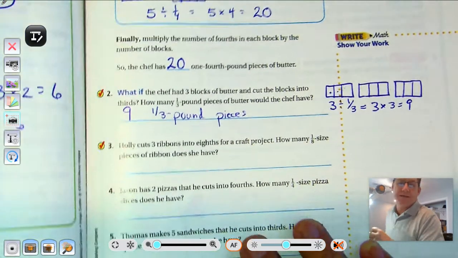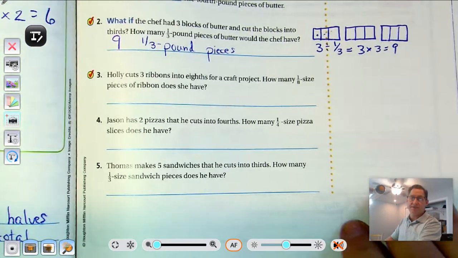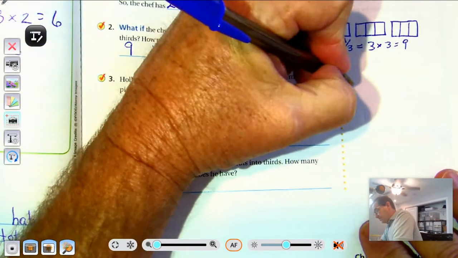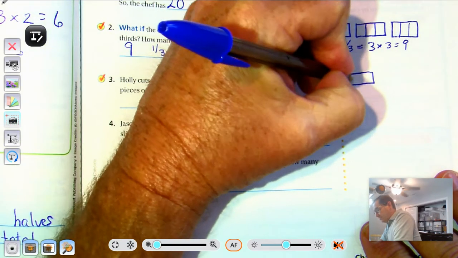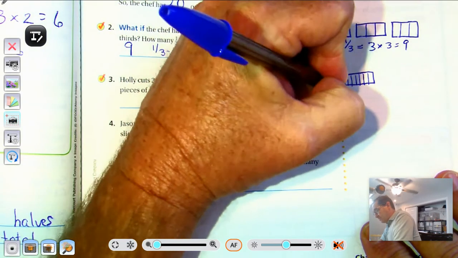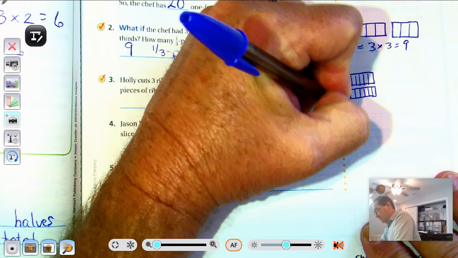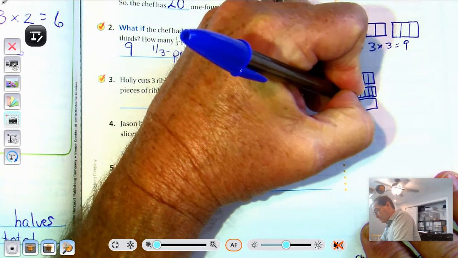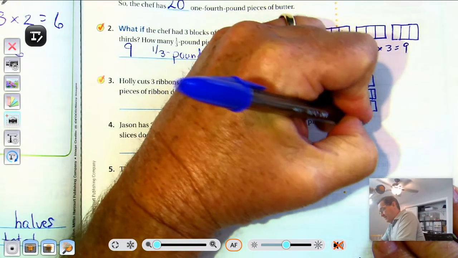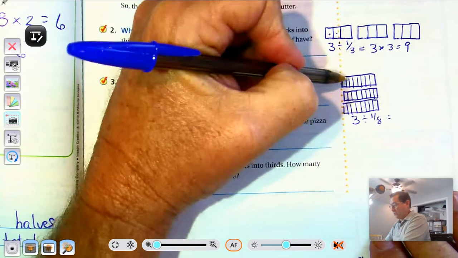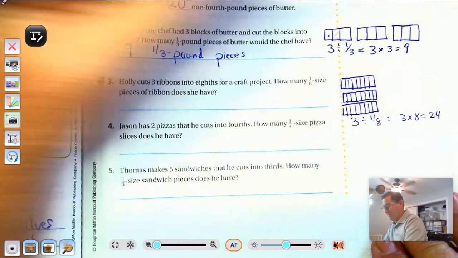All right, number 3. Holly cuts 3 ribbons into eighths for a craft project. How many 1/8 size pieces of ribbon does she have? So 3 ribbons cut into 8 size pieces. All right, so 3 divided by 1/8. Well, there's 8 1/8 pieces in every whole, so 3 times 8, 24.